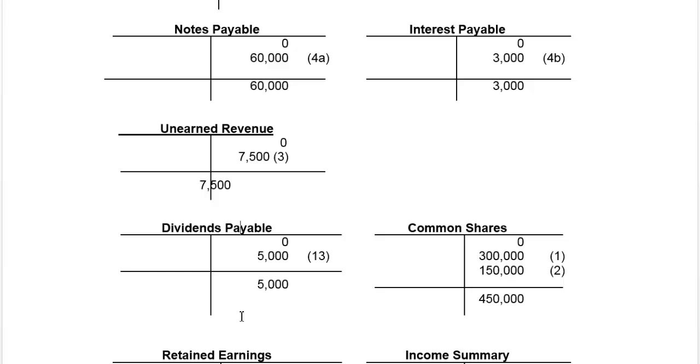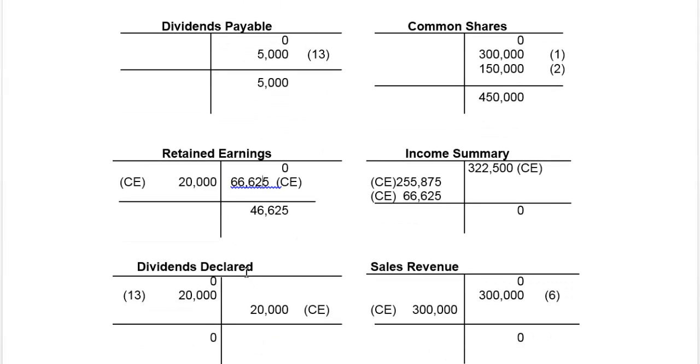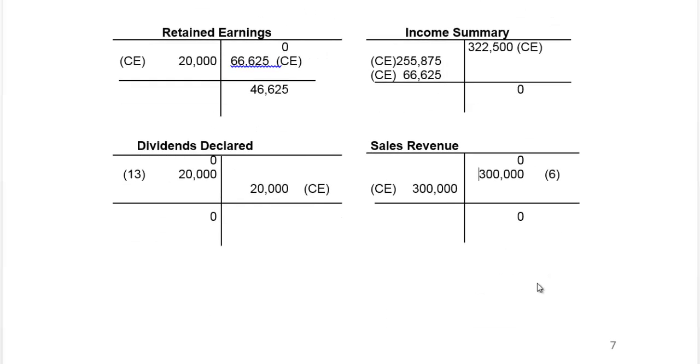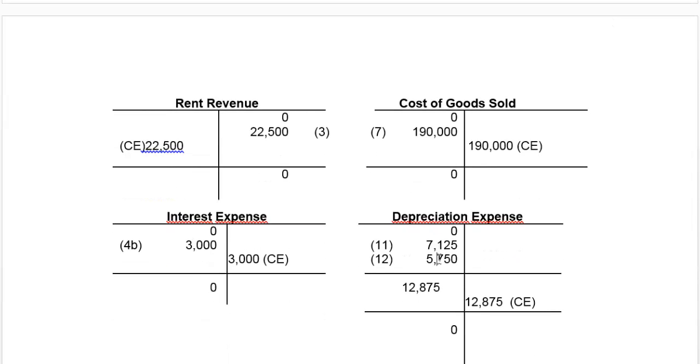Then we have our assets, our liabilities, our equity accounts, of which we have 2, and then we will have our 3 if you include dividends declared, and then we'll have our revenues and expenses. In our case, we have sales revenue of 300,000, right? And we have rent revenue of 22.5. We had cost of goods sold of 190,000. We had interest expense, remember the accrual of 30,000, and then we had our depreciation expense.